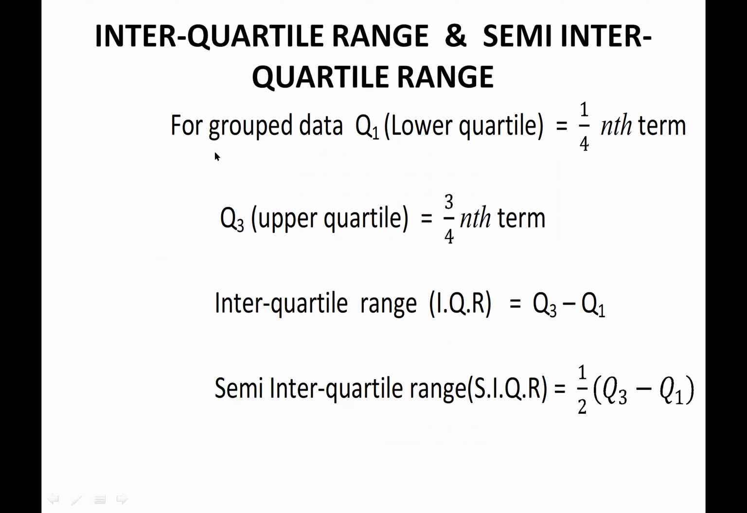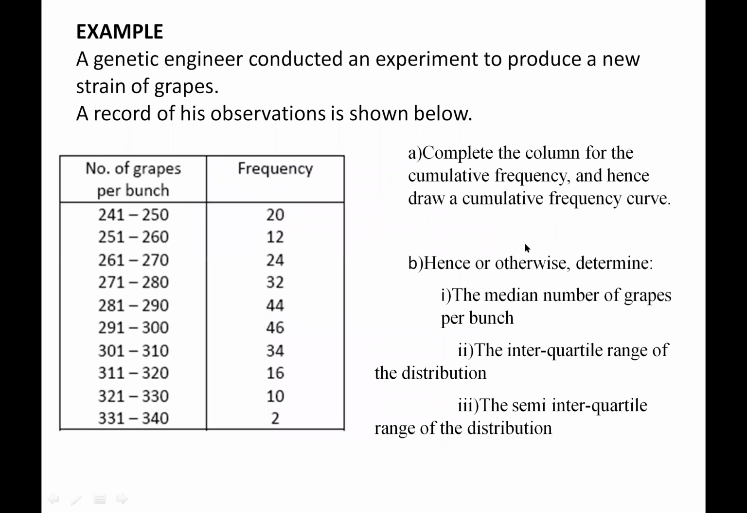All right, so as a reminder, which I just told you, for group data, the lower quartile will be this, where the n plus 1 becomes n. The upper quartile, 3/4. The interquartile range still remains, as I mentioned, and the semi-interquartile range still remains, as I mentioned to you.